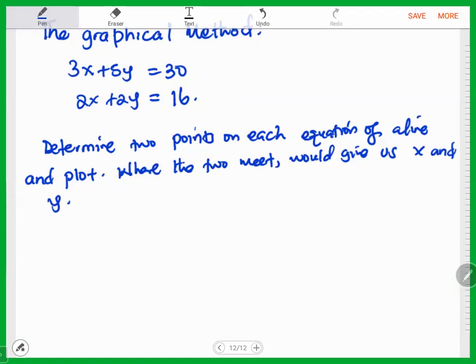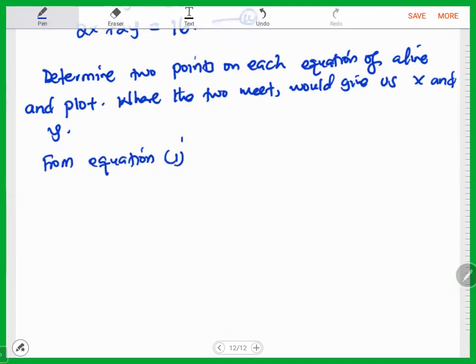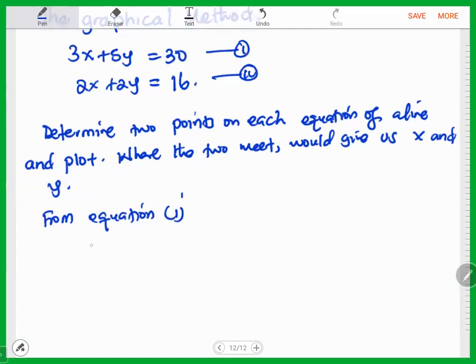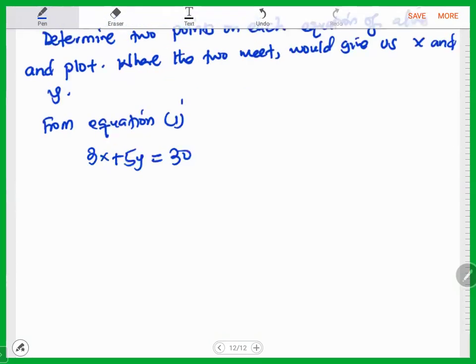So this is 1, this is 2. From equation 1, we can say 3x plus 5y is 30. We say this is x, this is y. We are determining two coordinates on the equation of a line.